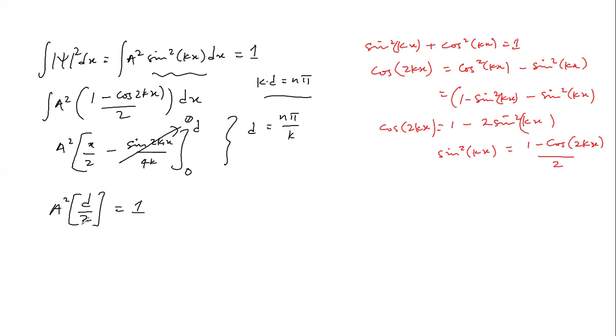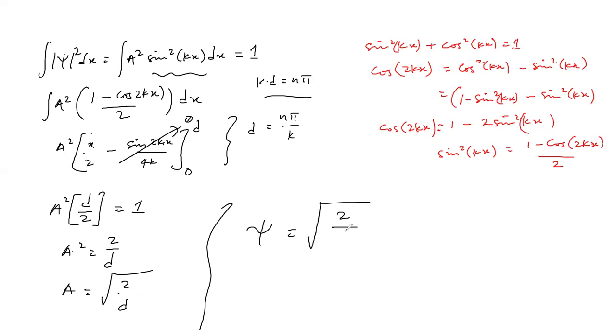Once we rearrange this, A squared d is the same as 2, so A squared is 2 over d, and A is the square root of 2 over d. Hence, the wave function psi is the square root of 2 over d times sine kx.